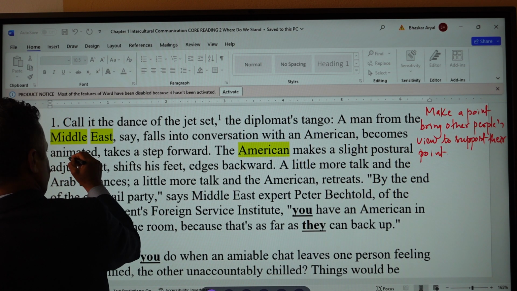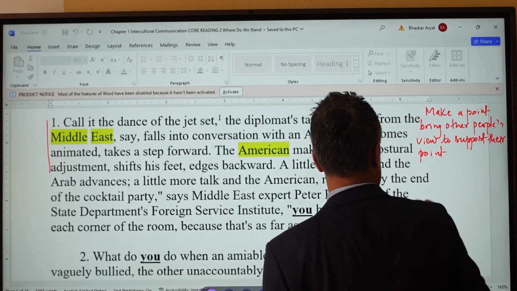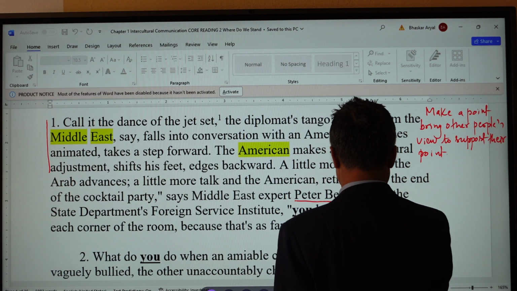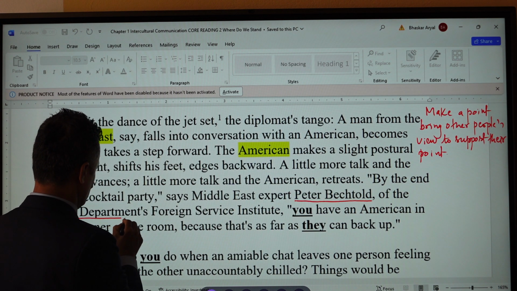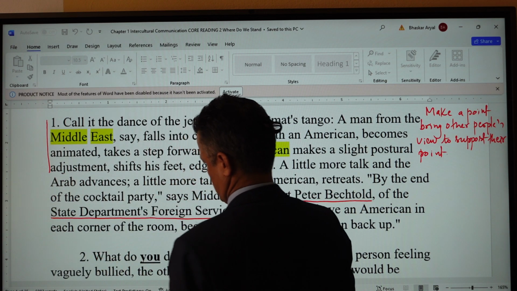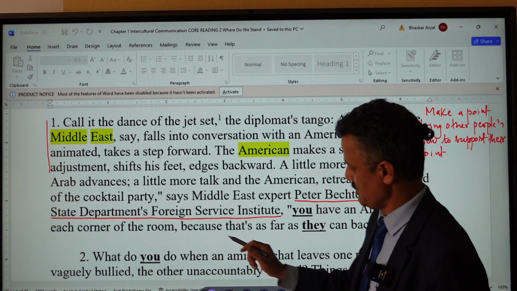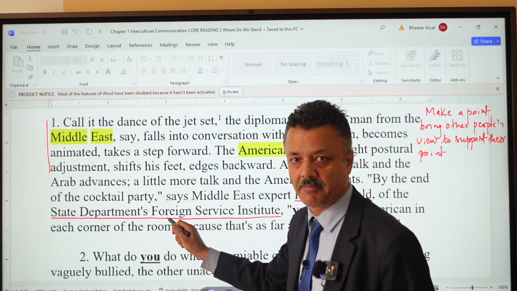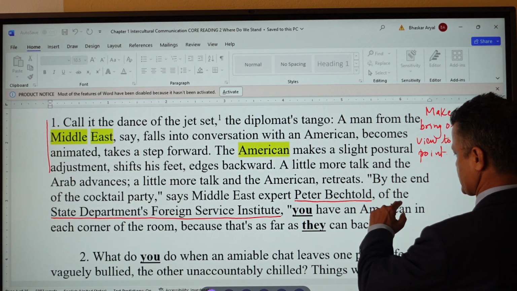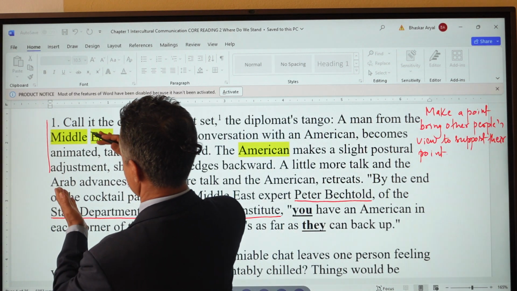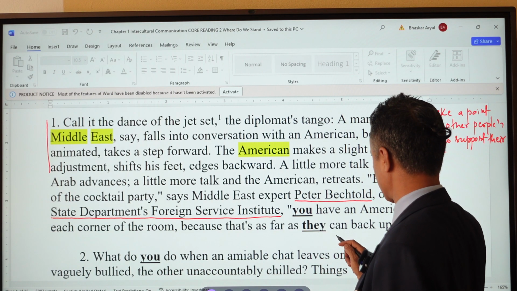For example, in the first 4 lines, Lisa Davis portrays a dramatic scene. And then she quotes Peter Bechtold. Who is Peter Bechtold? Peter Bechtold belongs to the American State Department's Foreign Service Institute. So Peter Bechtold is an official from the American government. So Peter Bechtold is an authority. And Lisa Davis quotes his ideas to support her point. By the end of the cocktail party, you have an American in each corner of the room because that's as far as they can back up.